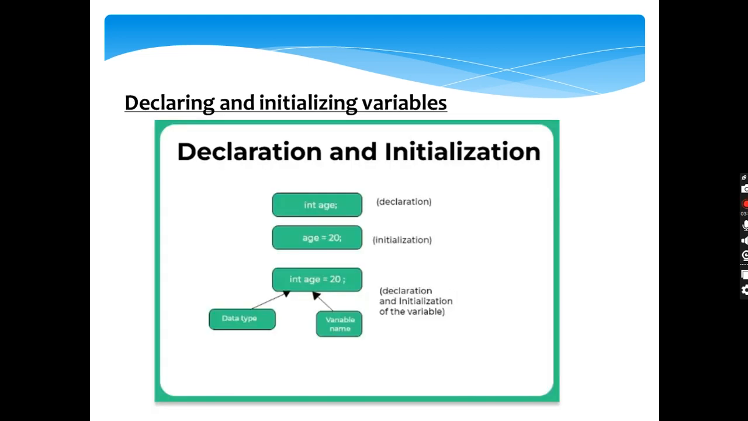How to declare and initialize a variable? First we have to declare which data type it is, int or float, char, etc. Next, we initialize that variable by assigning some value to it. For example, int age = 20. This is the declaration and initialization of a variable using data type and variable name.